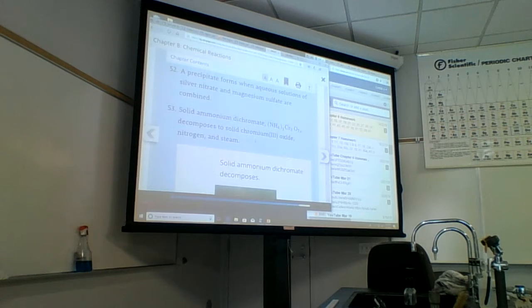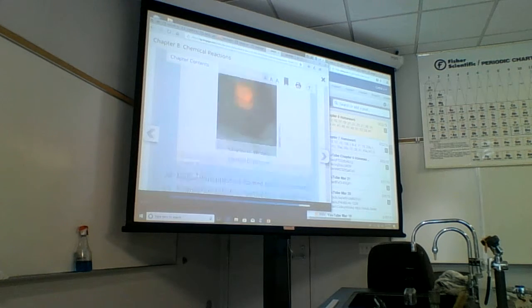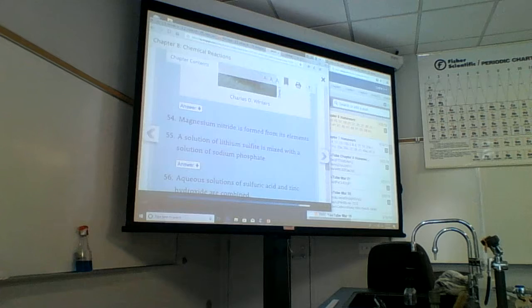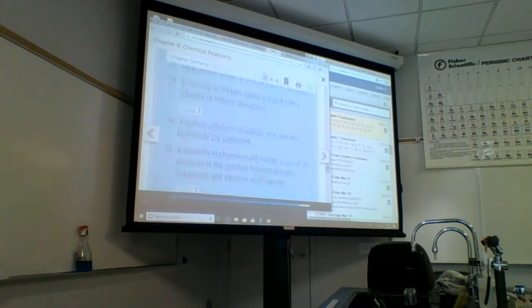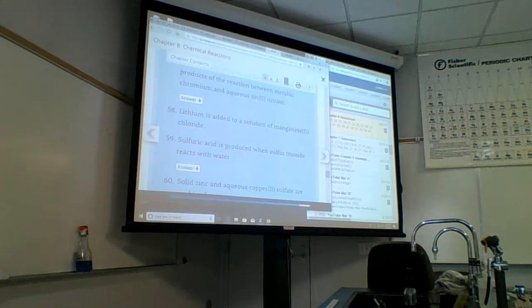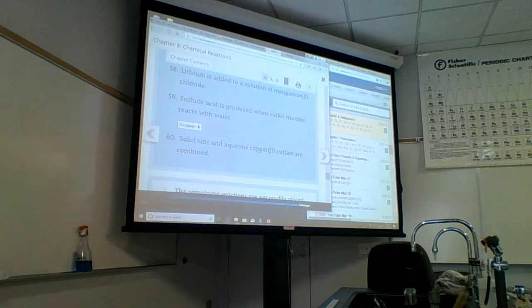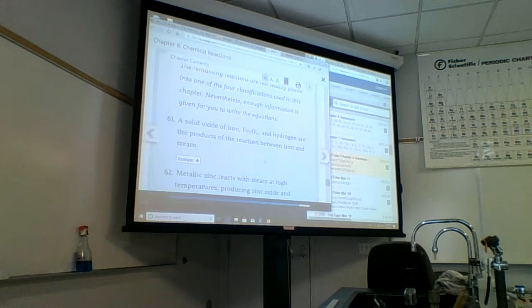53. Solid ammonium dichromate decomposes. This is just writing out the formulas. 59. Sulfuric acid is produced when sulfur trioxide reacts with water. This is also an acid-base reaction, but this one we didn't cover. It's not one of the types we covered. This is just a lot of practice writing out formulas and balancing. It's not a lot of practice predicting products.